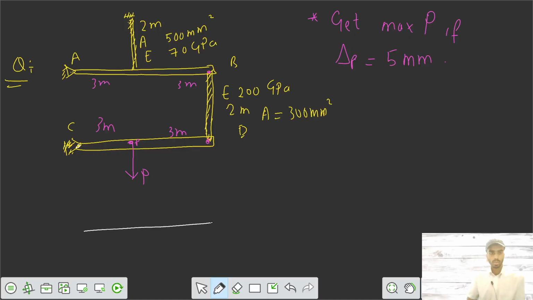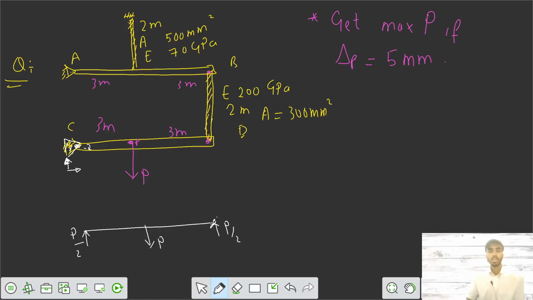Here the support. This pin support does not allow the member to go upwards or horizontally or vertically. It restrains the movement in horizontal and vertical direction, but it can allow rotation. As the door, it can allow theta, so it can rotate. So it will react in vertical direction. So for the P here at mid of the bar CD, your reactions would be P by 2, and this is also P by 2.